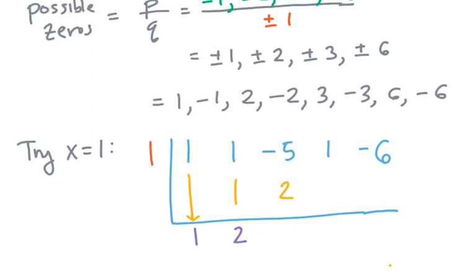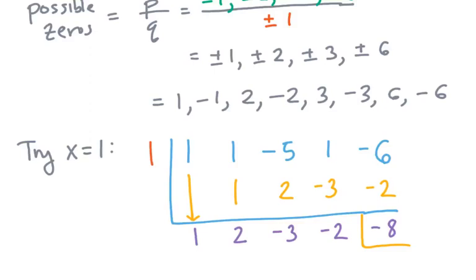Let's see, -5 plus 2 sounds like -3. Multiply that, we get -3. Add, we get -2. Multiply, add. Bummer. So my remainder for my first attempt is -8. Remember, our desire is to get a remainder of 0 because only then does that mean we've found a true 0 for the polynomial. So no problem.